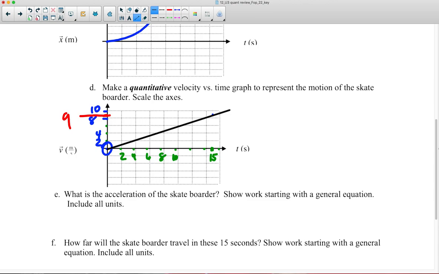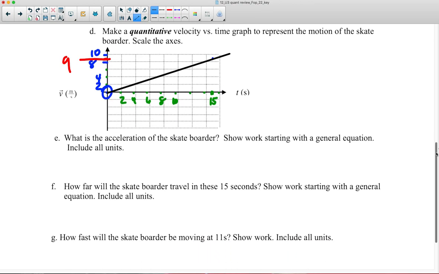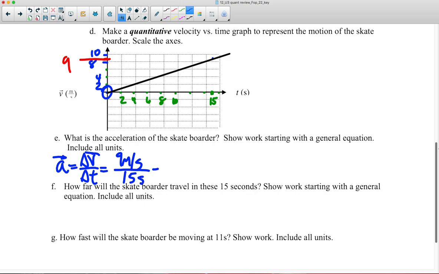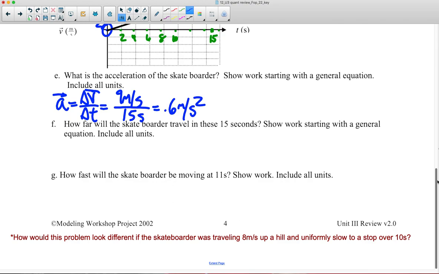What's the acceleration of your skateboarder? Well, to calculate acceleration, we need to do change in velocity divided by our change in time. So if our initial velocity was 0 and now it's 9 meters per second, we have 9 meters per second, and that took us 15 seconds to speed up. 9/15, I think, is 6.6 meters per second squared, I think is the math on that. Let's see, that'd be 3/5. Yeah, that's 0.6. All right, I should have brought a calculator with me.